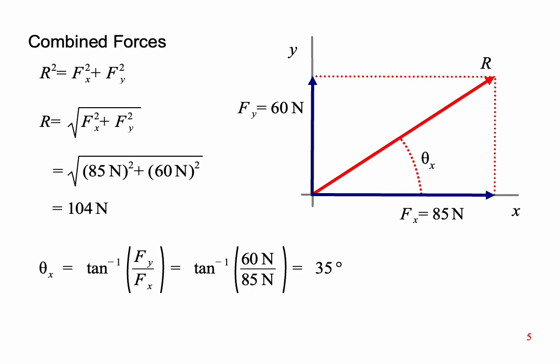In this diagram, F sub x and F sub y are the horizontal and vertical forces, and capital R is the resultant force. Here, we can use geometry and trig to solve the problem. The Pythagorean theorem helps us find the resultant force. Take the square root of both sides, plug in the numbers in units, and the resultant force is 104 newtons. Use the inverse tangent to find the angle theta off the x-axis is 35 degrees.